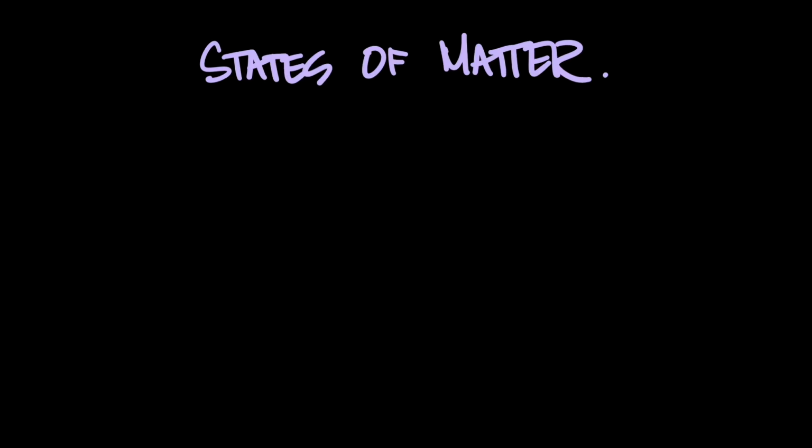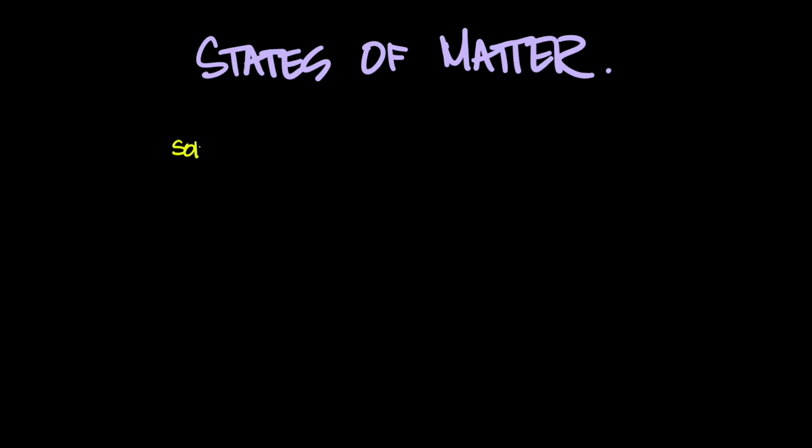All right, so next up, we're going to talk about states of matter. Now, here's something you've seen your entire life, but maybe never really thought about. Matter exists in three main states on Earth. What are the three states? Solids, liquids, and gases. Everything we know either is a solid, liquid, or a gas.